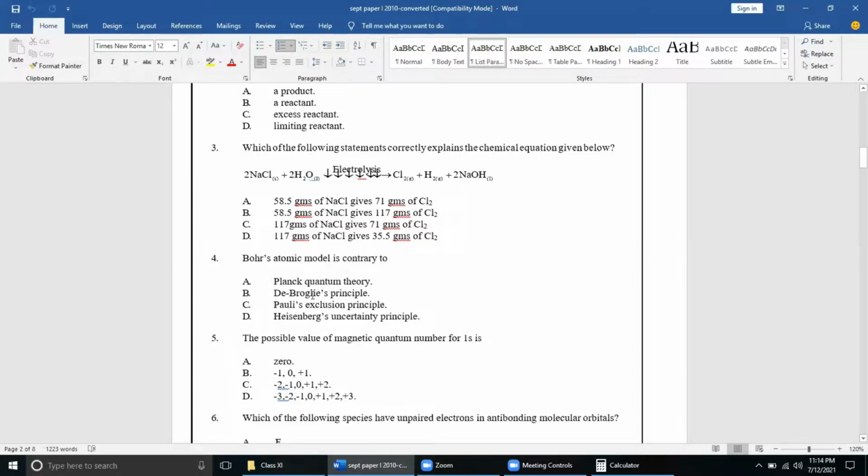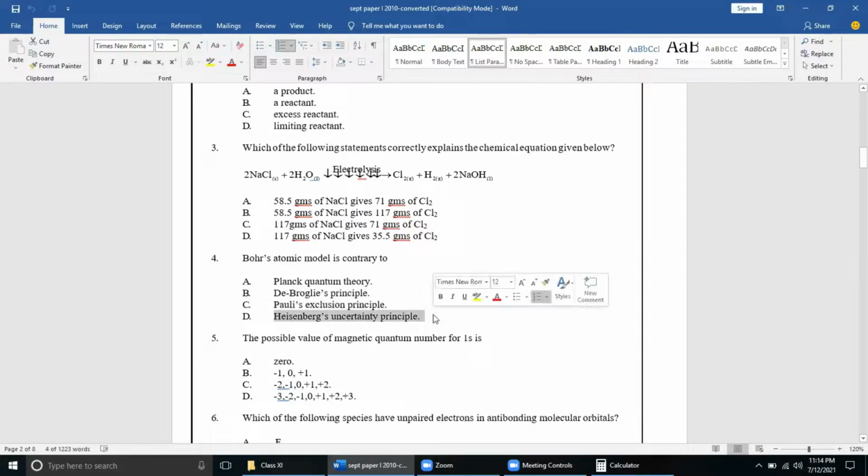Next is de Broglie principle. De Broglie principle says that an electron is a wave in moving condition. So this can also be wrong. Pauli's exclusion principle says that no two electrons will have the same set of four quantum numbers, all four values being different. So this can be wrong.